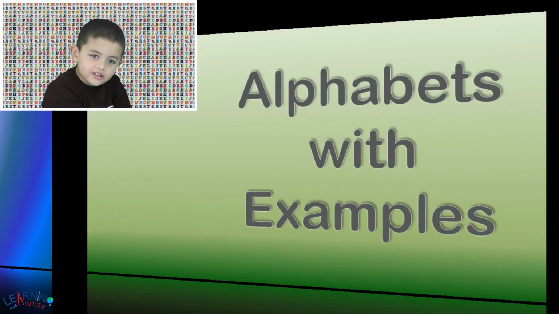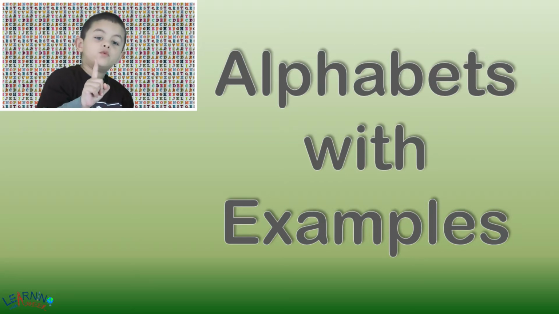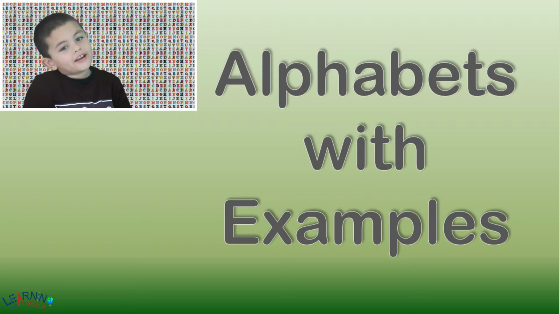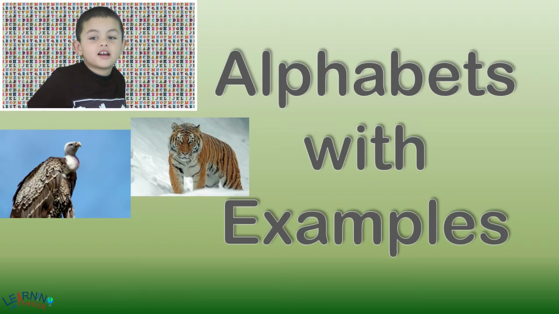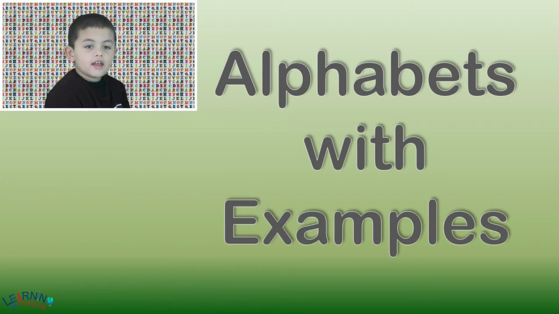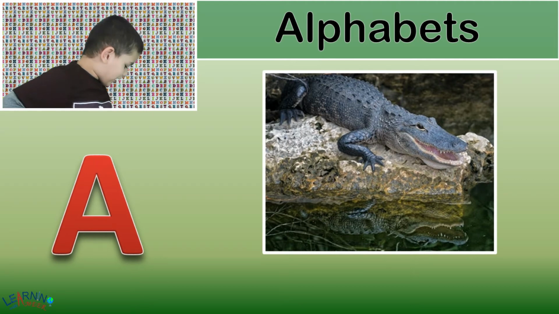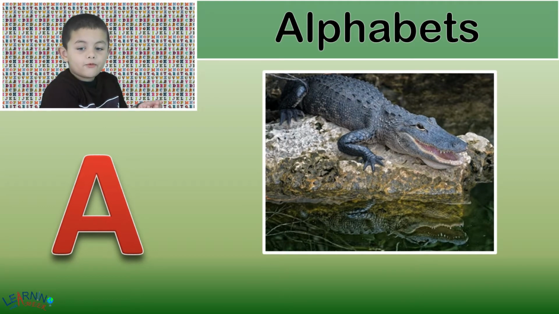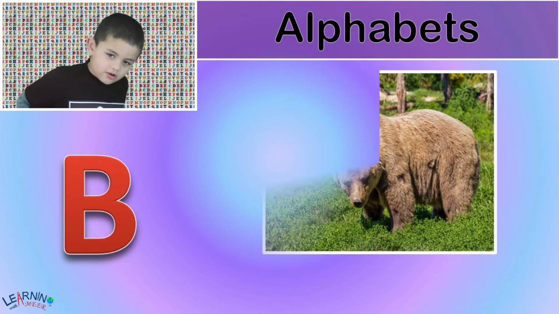Now let's look at the uppercase alphabets one more time, but this time with examples of words that start with each alphabet. For my examples in this video, I have chosen animals because I love animals. A. Alligator. Alligator starts with letter A. A for alligator.